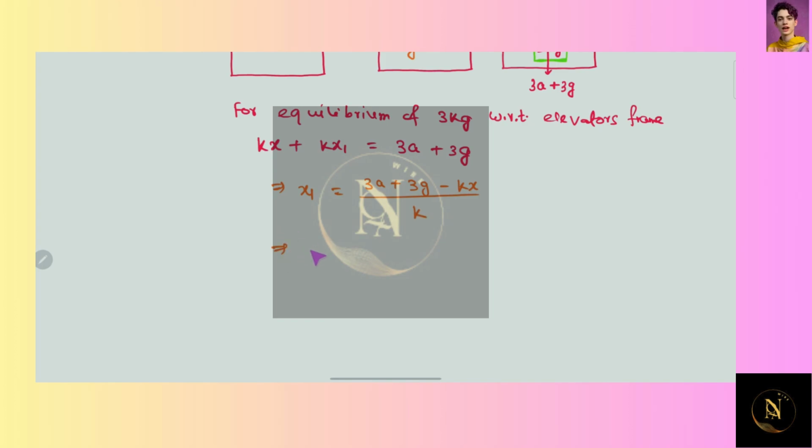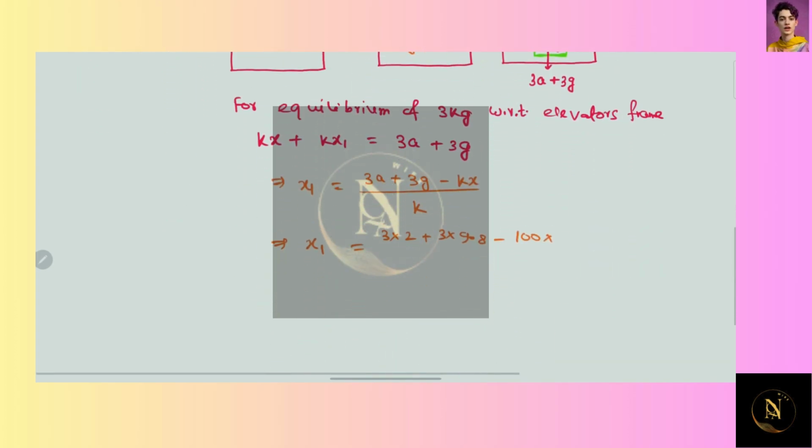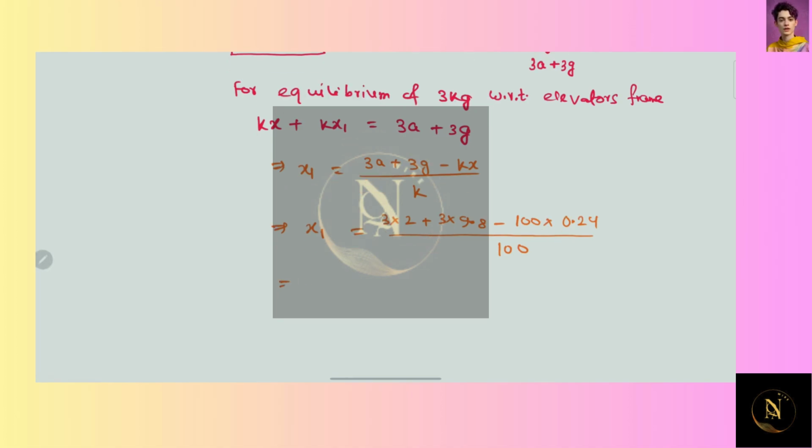We can put the values of these parameters. So 3a is 3 into 2, plus 3g where we have taken 9.8, minus k, which is given to us as 100, into x, which we got as 0.24, divided by k, which is 100. So on simplifying this we will get x1 equals 0.12 meter. So this is the answer for the second part. So the further elongation of the spring is 0.12 meter.